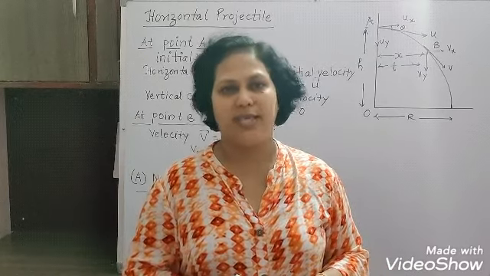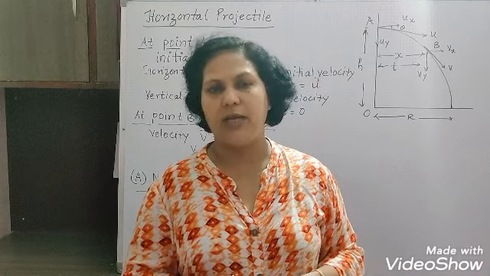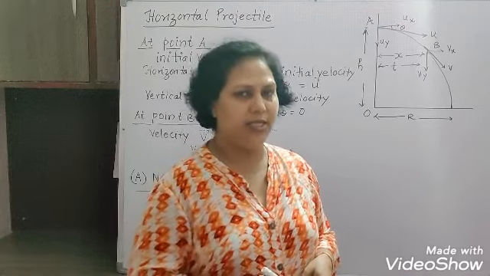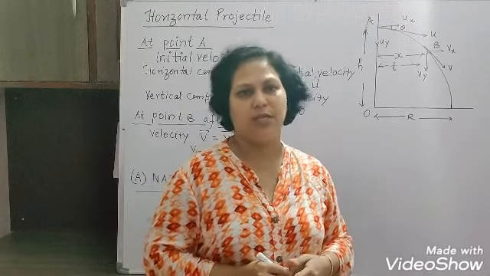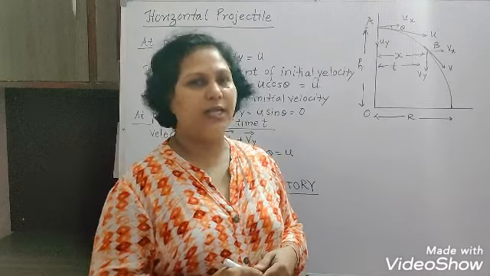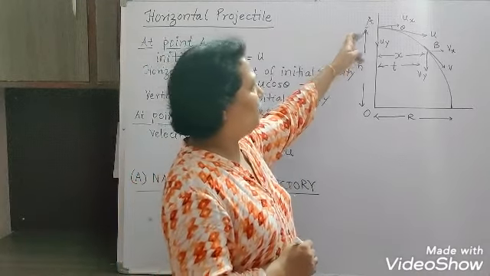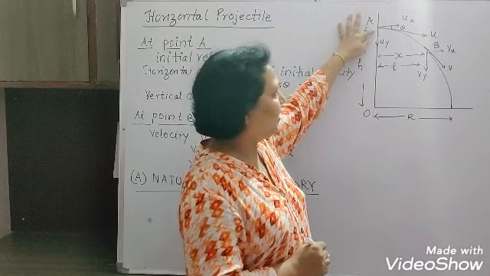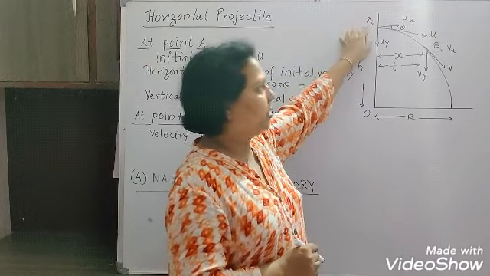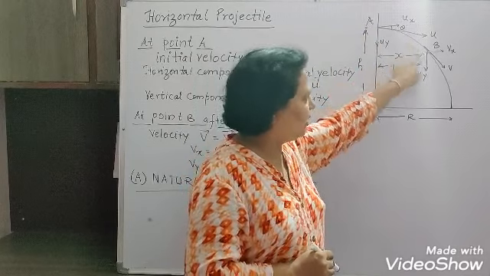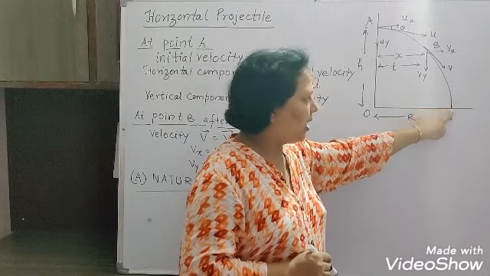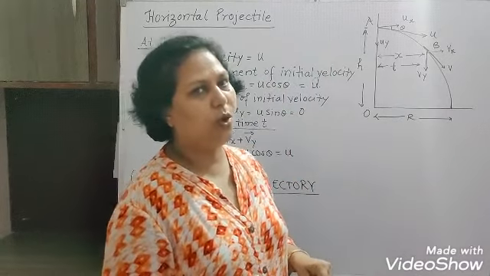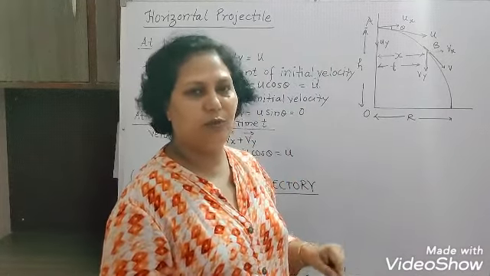Today also, in the same way, we will derive the formulas here, but before that we'll see that horizontal projectile motion is a projectile motion in which a body is thrown with some initial velocity from a height. Then the body travels in this type of path and touches the ground. So this type of motion is called horizontal projectile motion.